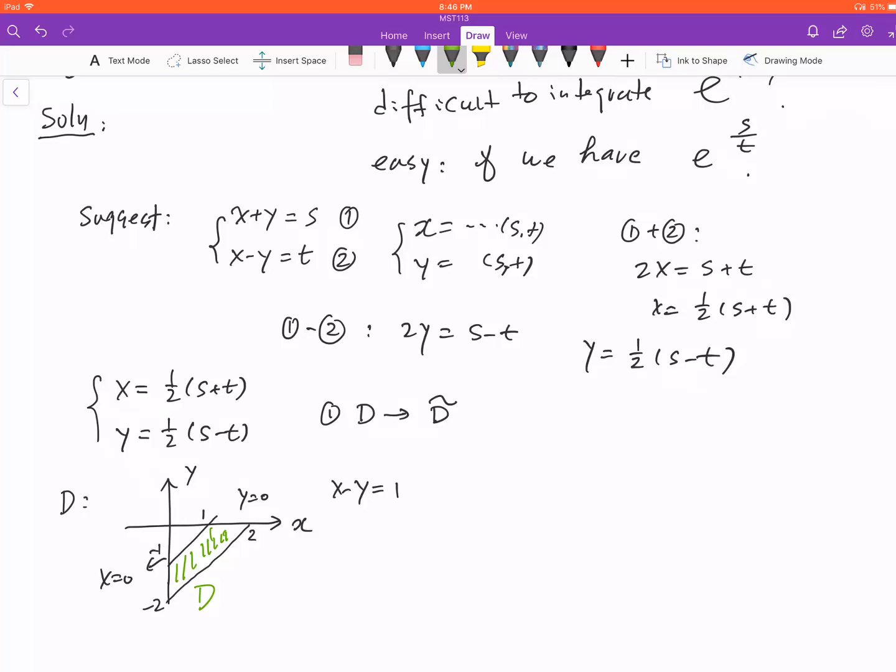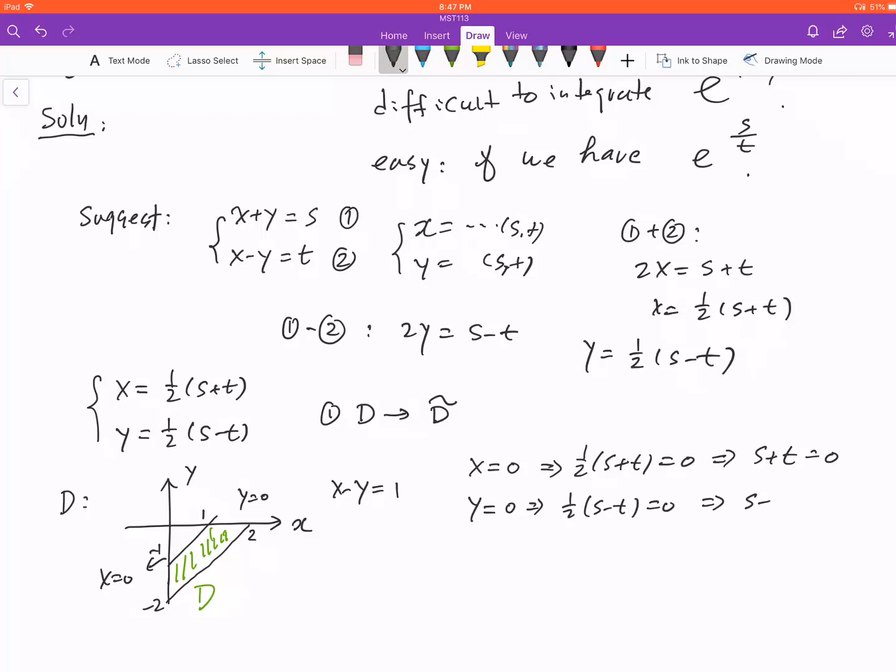Okay. And then look at these 4 lines. We're going to transform them into 4 lines about s and t. x is equal to 0. That means 1/2 (s plus t) is equal to 0, and that means s plus t is equal to 0. How about y is equal to 0? That's 1/2 (s minus t) is equal to 0.